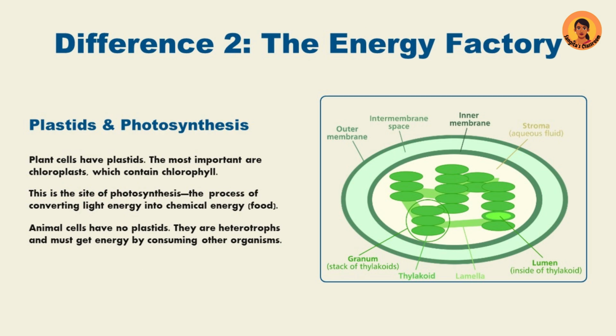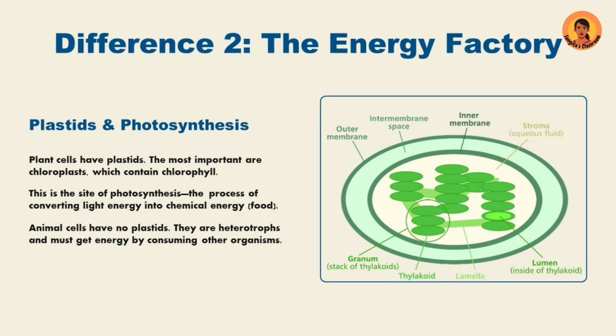So here is the second distinction. That means the energy factory. Plant cells have plastids. The most important are the chloroplasts, which contain chlorophyll. This is the site of photosynthesis, converting light energy into chemical energy. Whereas in the case of animal cells, we have no plastids. Since we are heterotrophs, we get our energy by consuming other organisms.